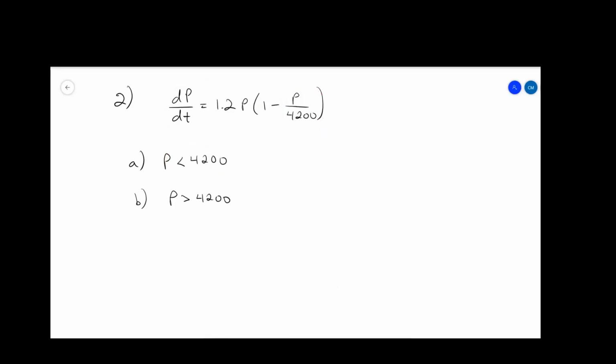And then what are the equilibrium solutions? There's 2 of them. I think we've already seen P equals 4,200 is 1, and the other one would be 0, yeah. Yep, 0 and 4,200. Those are the 2 equilibrium solutions. So if you start with either of those equilibrium solutions, the solution to the differential equation is very simple. It just remains either 0 forever or it remains 4,200 forever.